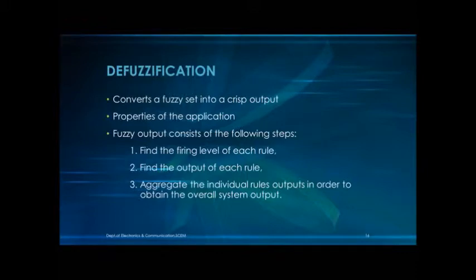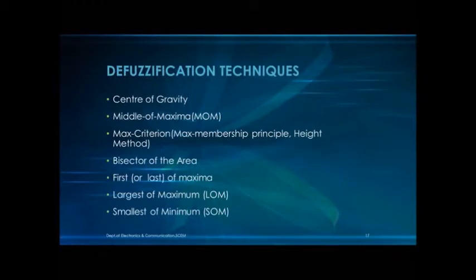Defuzzification converts fuzzy sets into a crisp output. The defuzzification process examines all the rule outcomes after they have been logically added, and computes a value that will be the final output of a fuzzy controller. There are many defuzzification techniques as we can see on the screen, like center of gravity, middle of maxima, maximum criteria, bisector of area, first of maxima, last of maxima, smallest of minimum. Here in our project we are using the center of gravity technique.